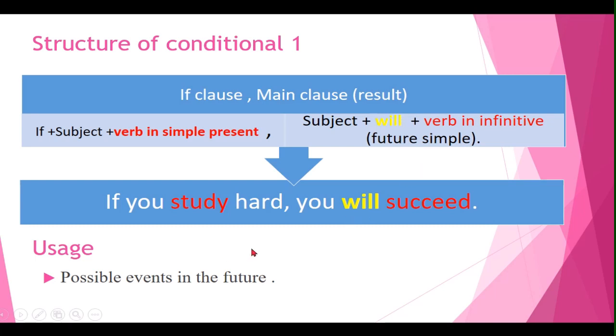When do we use conditional one? We use it to talk about a possible event in the future, something that is possible or likely to happen. So it means possibility. Now it's clear, and I think you know the difference between conditional zero and one and their form. Let's move to practice.